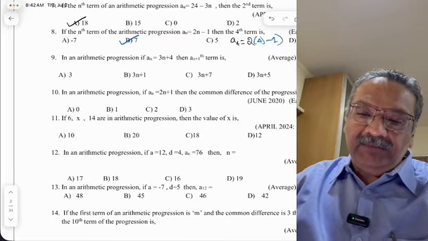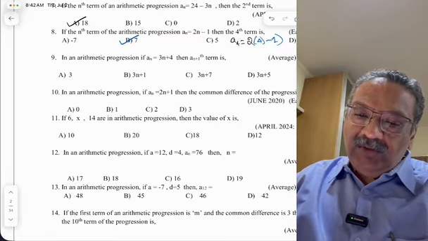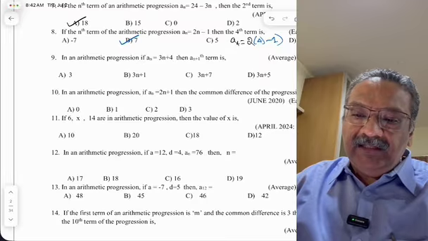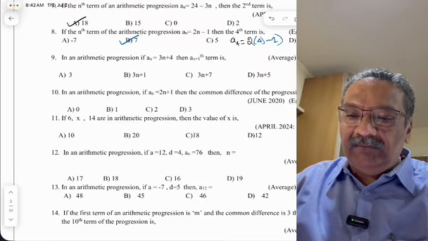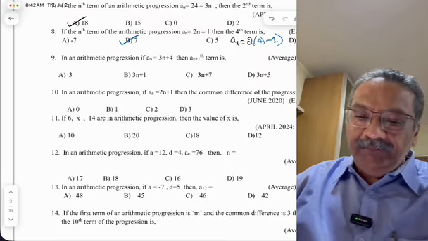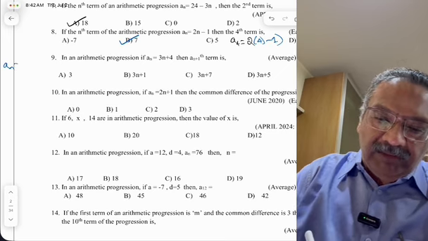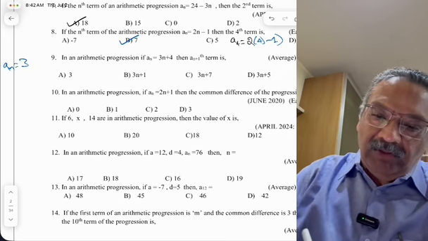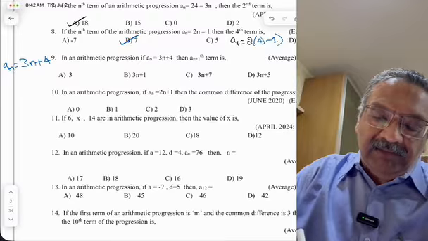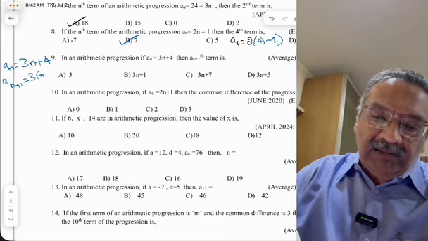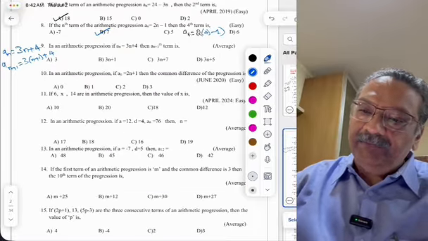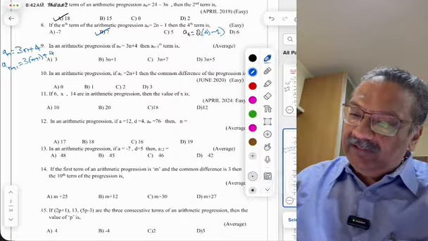Next, in an arithmetic progression, if an is equal to 3n plus 4, then an plus first term, so here we have to put n plus 1 in place of n. They have given an is equal to 3n plus 4, they have asked for n plus 1, so we put n plus 1 in place of n and get plus 4. I will solve this separately.